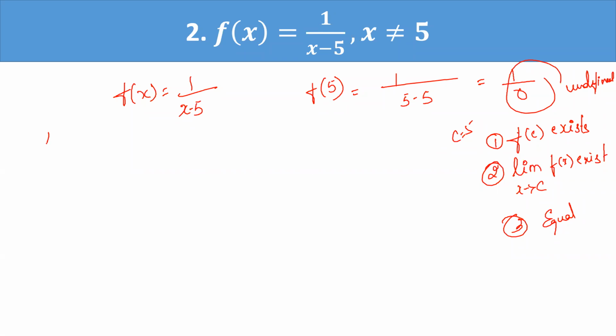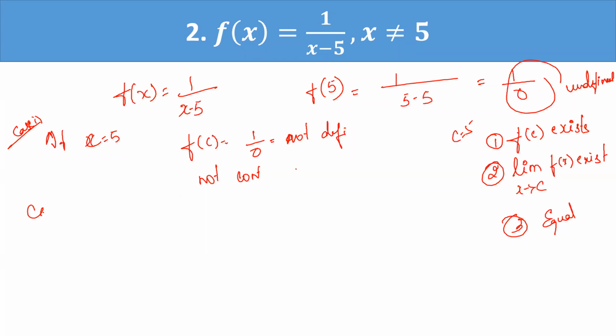Okay, if case 1 is what you have to take, if you take c is equal to 5, we get f of c is equal to 1 by 0, which is not defined. Therefore, by the definition of continuity at a point, even the first condition itself fails. So the function is not continuous at x is equal to 5. Okay, now you take case 2.